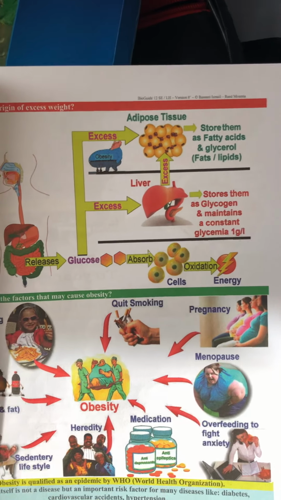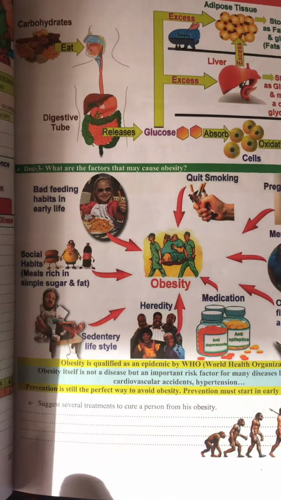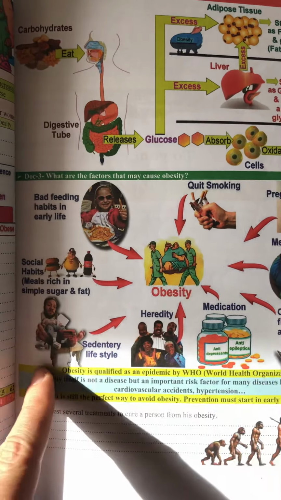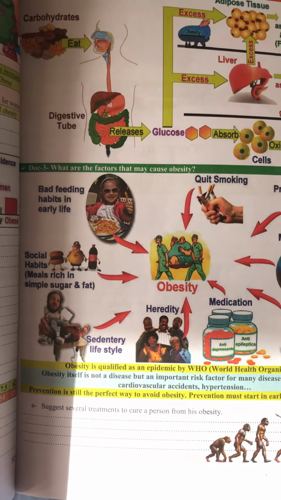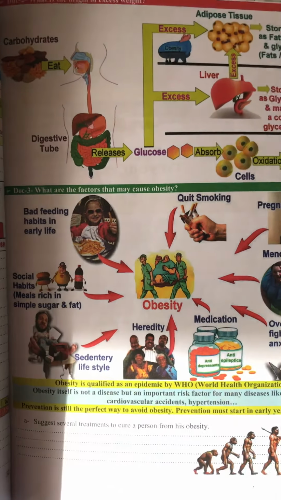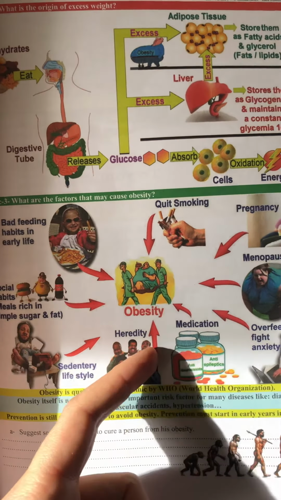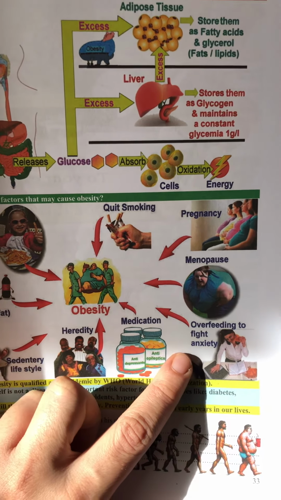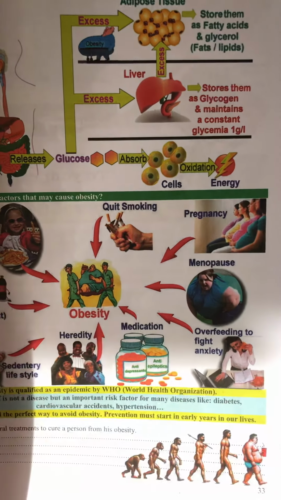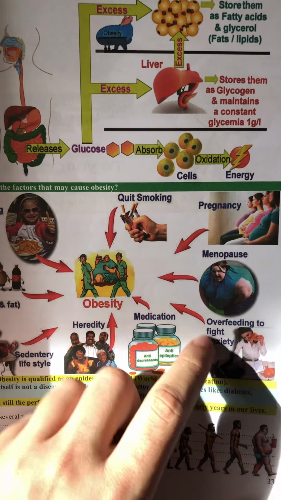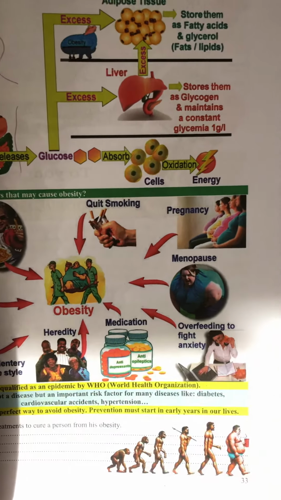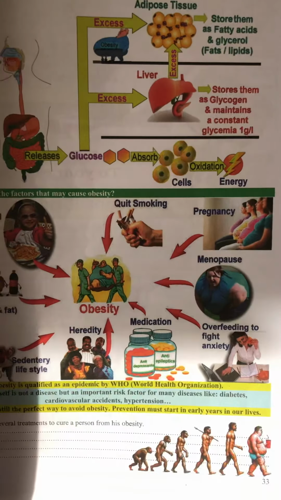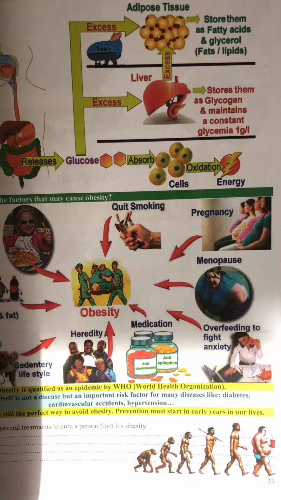These are some reasons why you might have obesity: bad feeding habits, eating lots of sugars, the sedentary lifestyle, eating and sleeping without moving, hereditary reasons. Taking a medication can also cause obesity. There are some people who eat when they are stressed, which is overfeeding. Menopause, when the menstrual cycle stops. Pregnancy, or when you quit smoking, this also can cause obesity.